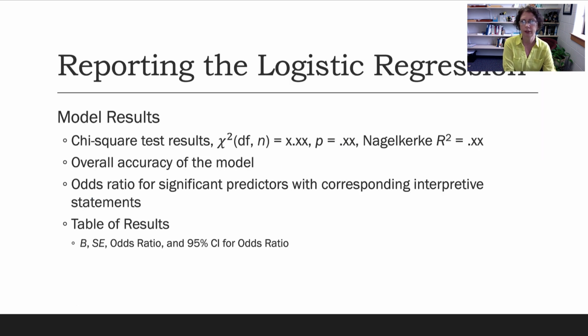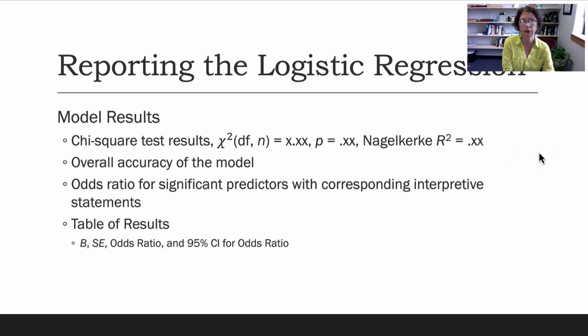Once you have all your information, you're going to be ready to report the logistic regression. The model results would be the chi-square test. So the chi-square, the degrees of freedom, this n is going to be the n in the sample that is used in the regression. So it might be less than the actual sample size of the whole data set. So you want to watch for that. The estimate of the chi-square, the p-value, and the Nagelkerke, or whatever pseudo r-squared you want to report.